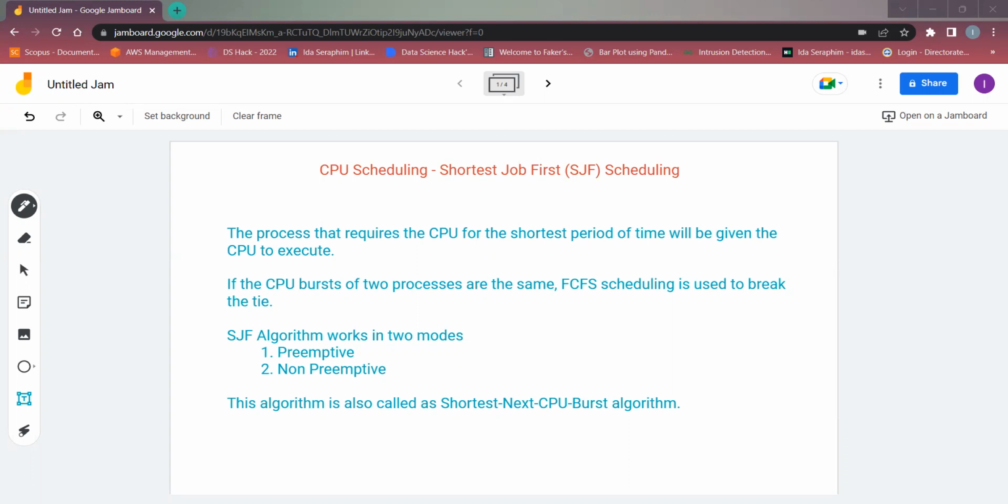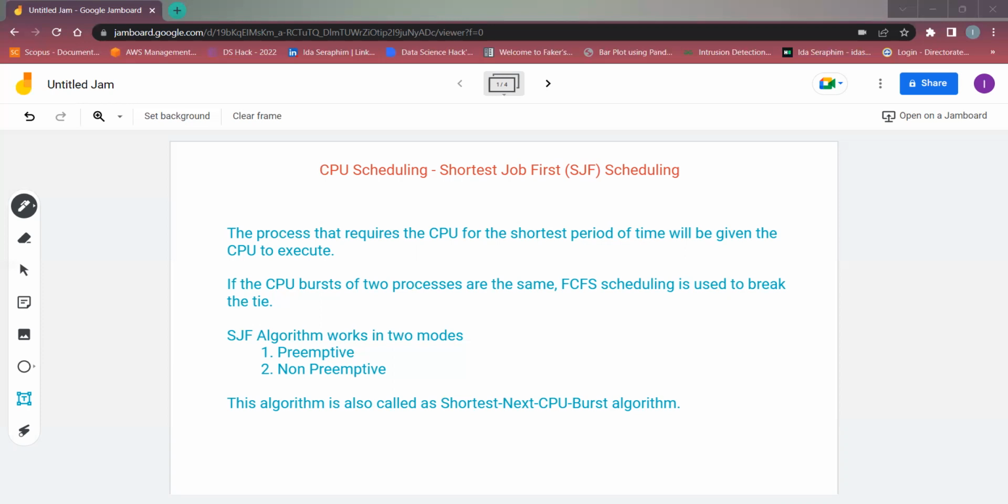If the CPU burst time of two processes is the same, how are we going to solve that problem? If in some scenario you come across two processes that have the same CPU burst time, then you have to use the FCFS scheduling algorithm in order to break the tie.